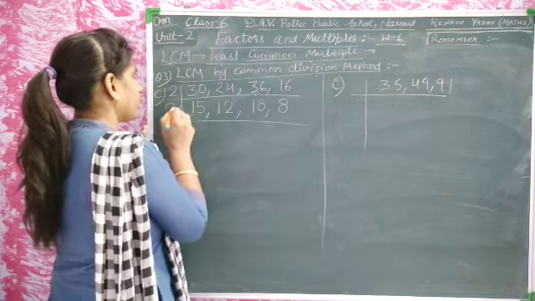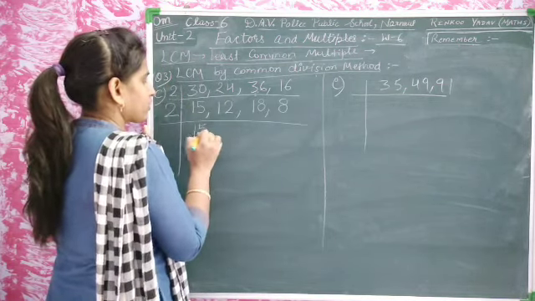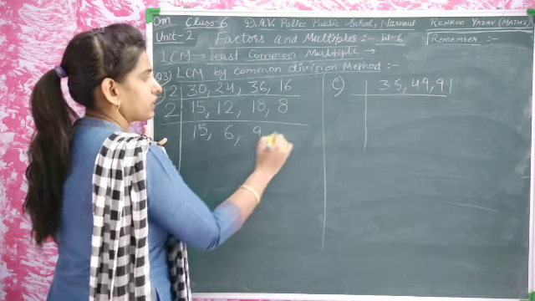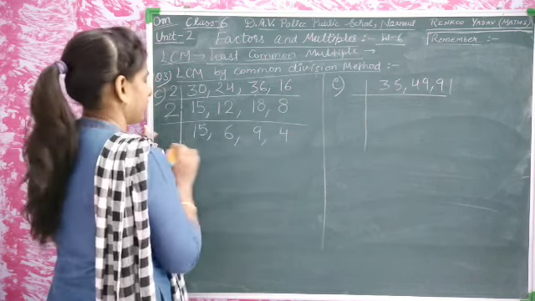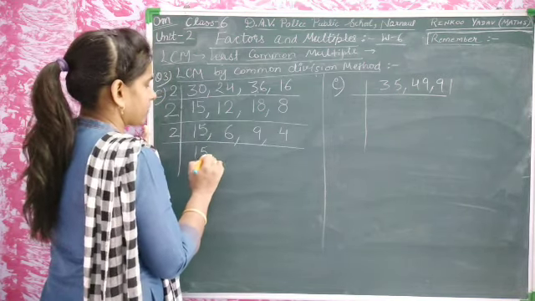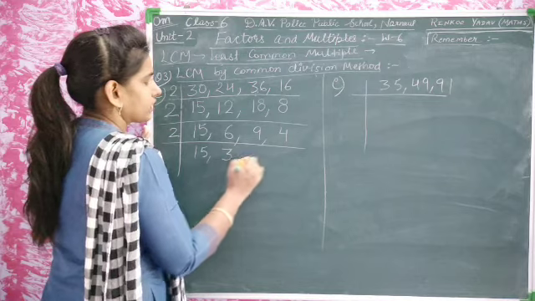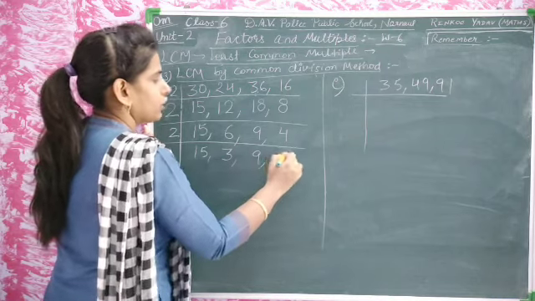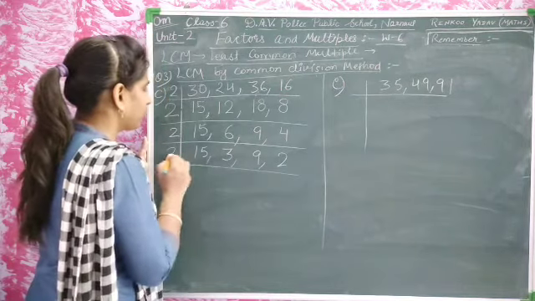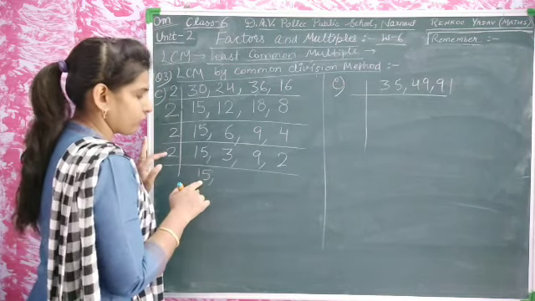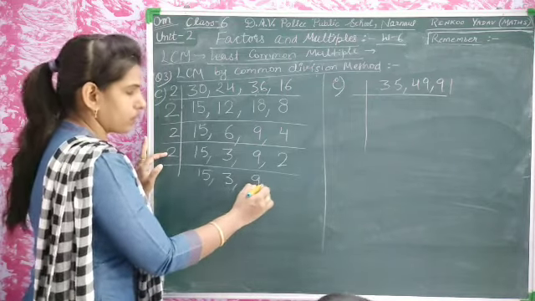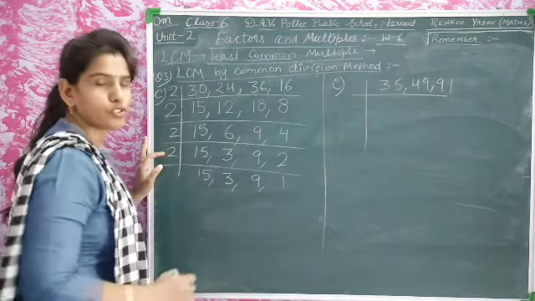Now it will be divided again by 2. 15 is not divided by 2. 2 6s are 12, 2 9s are 18, 2 4s are 8. Now again it will be divided by 2. 15 stays as it is. 2 3s are 6. 9 stays as it is. 2 2s are 4. Now again it will be divided by 2. 15 is not divided by 2, 9 is not divided by 2, but 2 1s are 2.